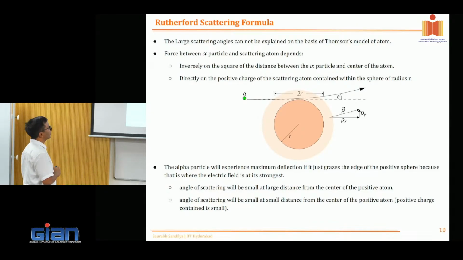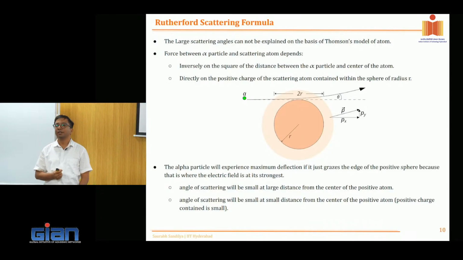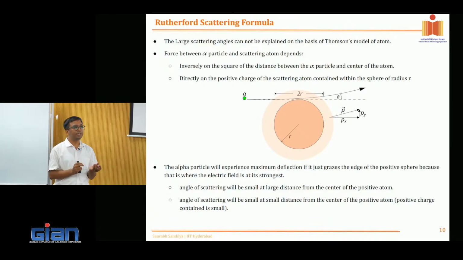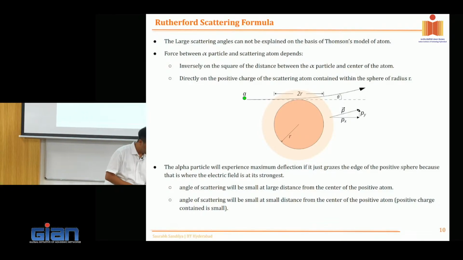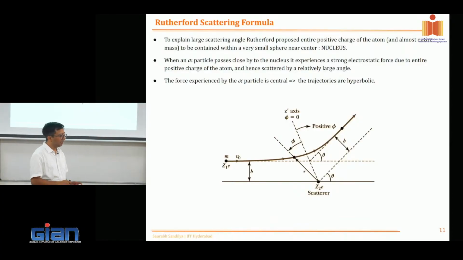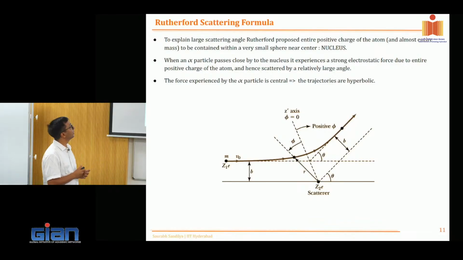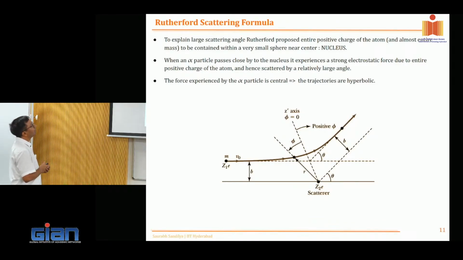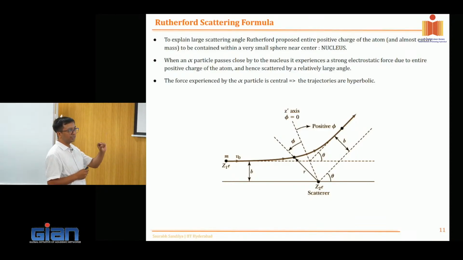So, to have the backscattering explained, you need to imagine the entire charge of the nucleus is concentrated at one center. As I mentioned already, the entire positive charge of the atom has to be contained in a very small sphere, and we call that small sphere the nucleus. And whenever the alpha particle comes close to the nucleus, it experiences a strong electromagnetic force, because it is now passing at a very small distance and experiencing the entire charge of the nuclei.